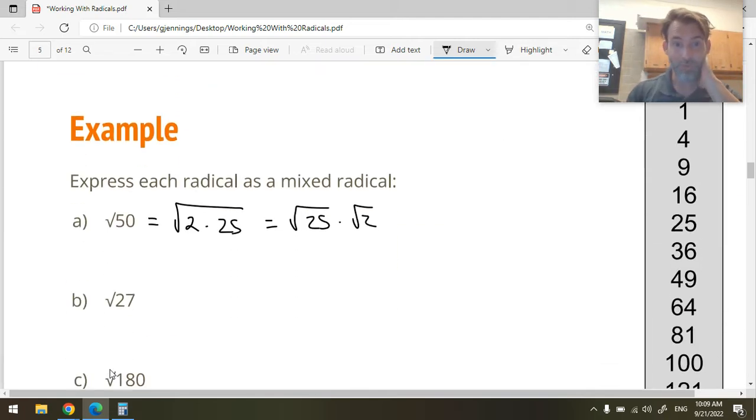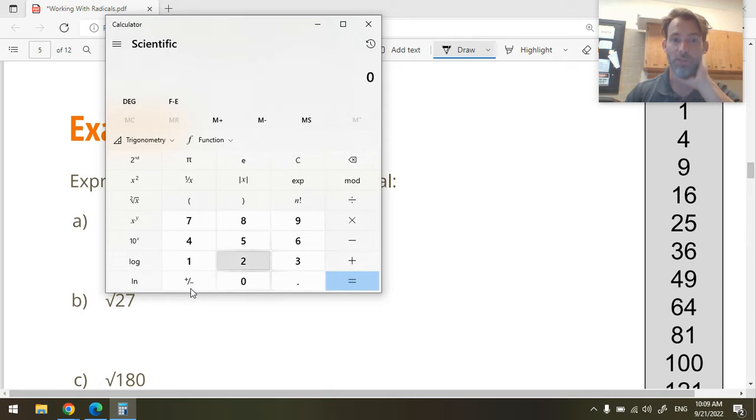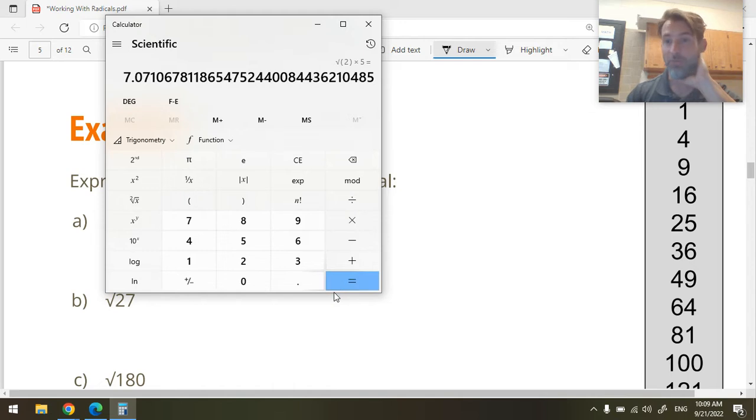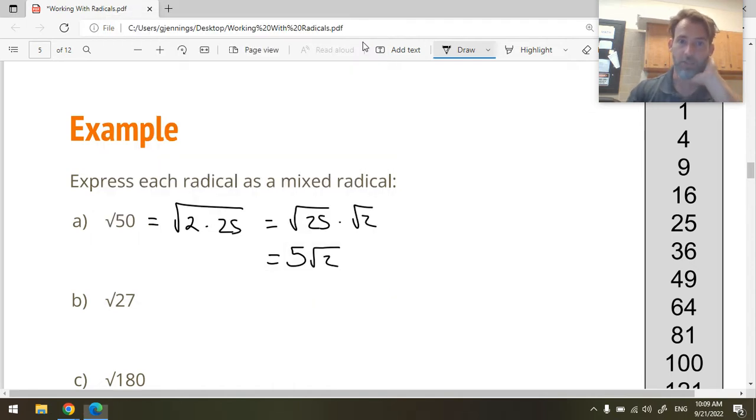But I know the square root of 25. It's 5, so this is equal to 5 root 2. And then you can check this on your calculator. This is what you do to convince yourself. 50, take the square root, about 7.1. Okay, 2, take the square root, about 1.4 times 5 equals 7.1, exactly the same. Okay, so this is just a conversion. We haven't changed that number. We just simplified it into its simplest mixed radical form.